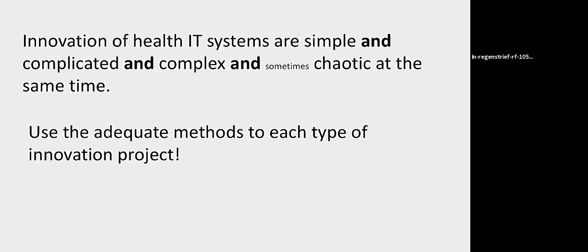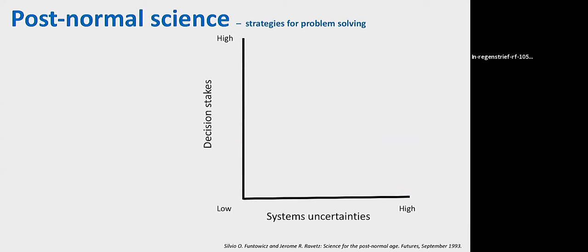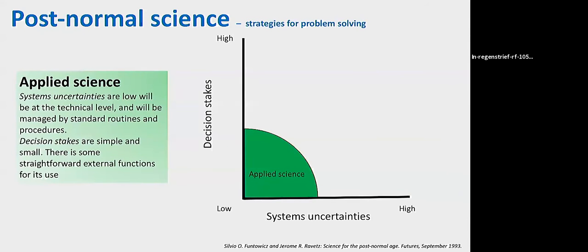I'm going to characterize it from another point of view, from a sort of post-normal science view, where you have the system uncertainties in one dimension. It can be low or high. And you have the decisions that are at stake. They can be low or high. And then in the inner end there, you can point at applied science as a way of approaching the problems. System uncertainties are low, and decision stakes are simple and small. And that's how you can apply science in a fairly simple way.